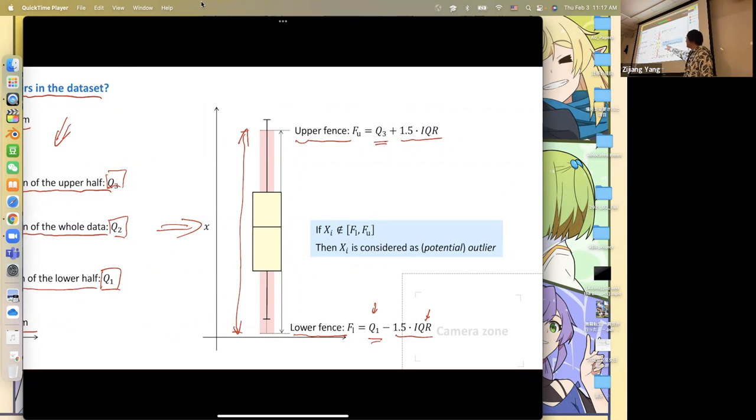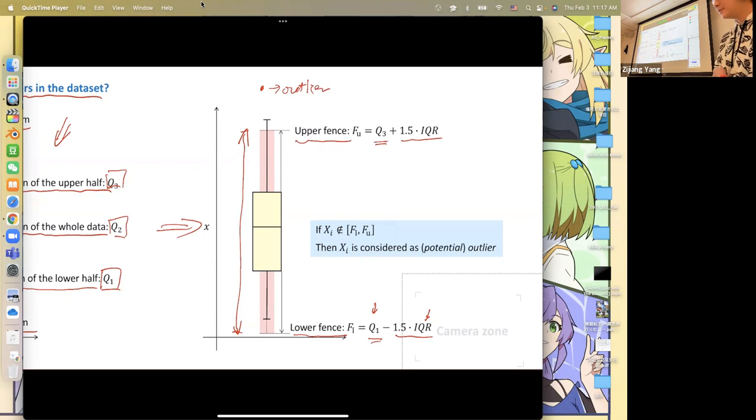In this range, we can do something similar to a t-test. If our data point Xi is not inside this range, then Xi is considered an outlier. So if we have some data here, because it is outside the range, it is an outlier.